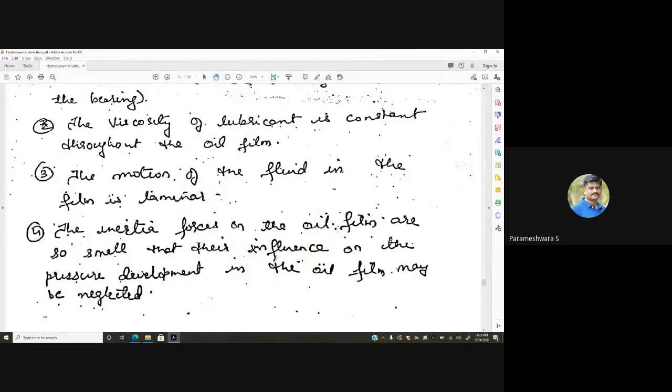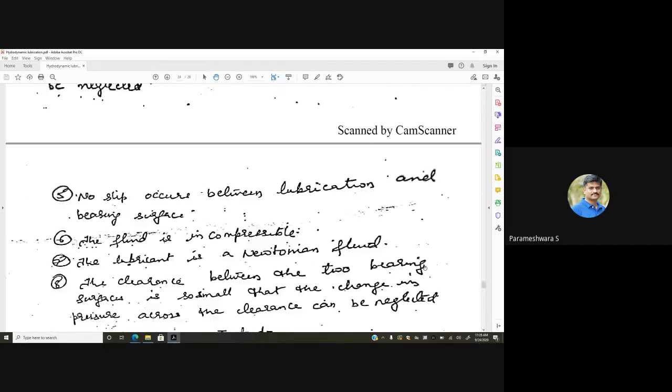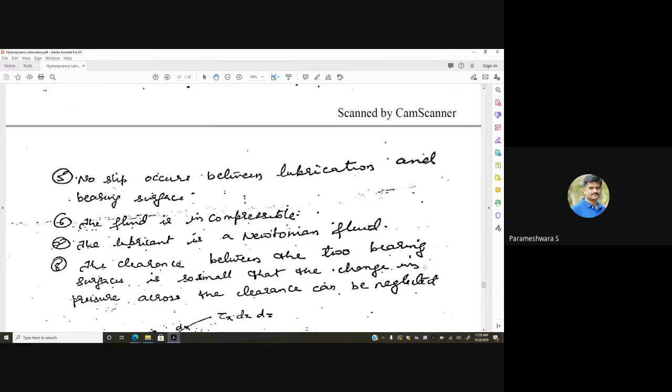Okay, so one more assumption. The inertia forces on the oil film are so small that their influence on the pressure development in the oil film may be neglected. Next one. No slip occurs between lubricant and bearing surface. And the fluid is incompressible. The lubricant is a Newtonian fluid, which means that it obeys Newton's law of viscosity.